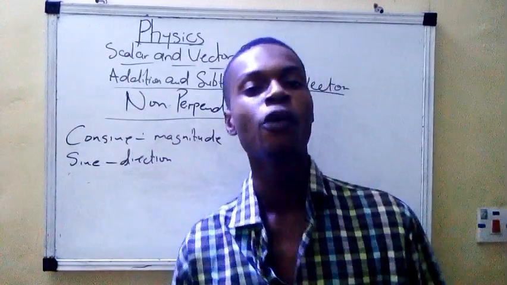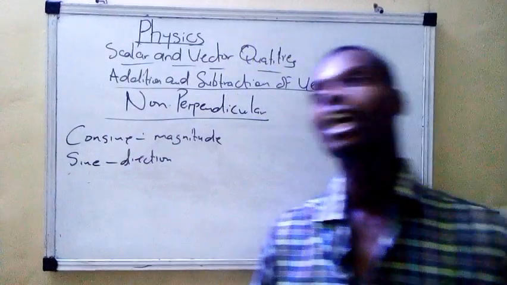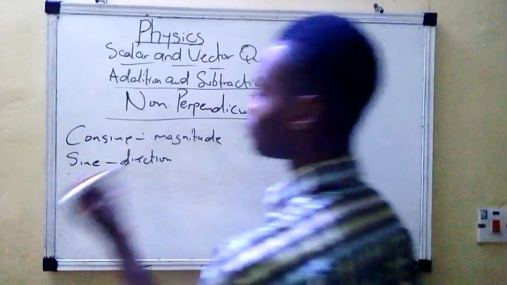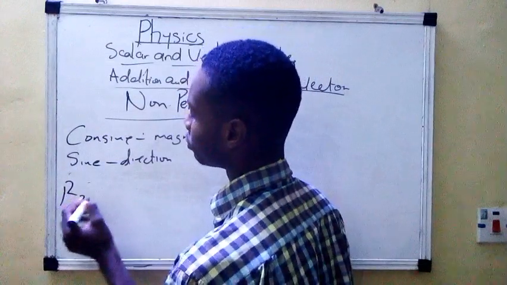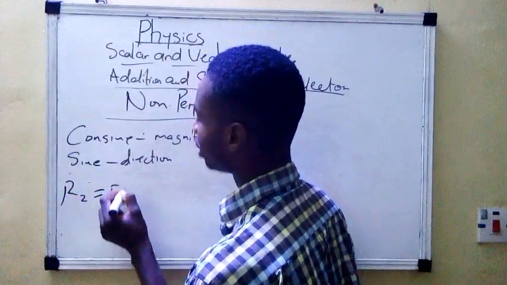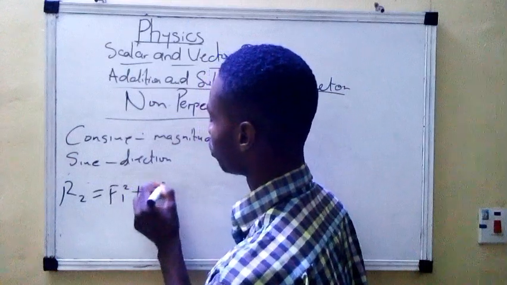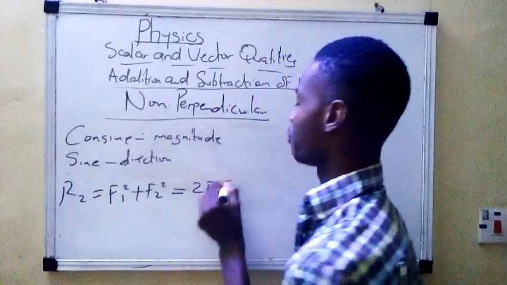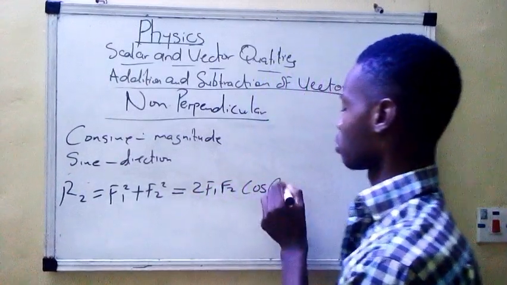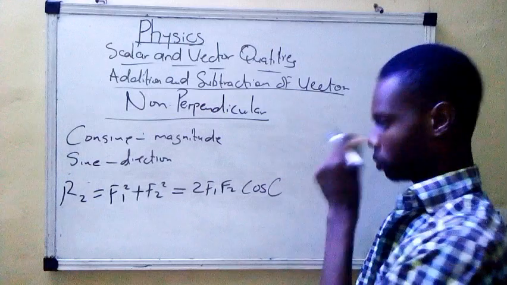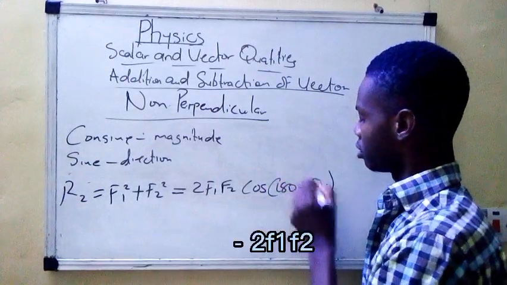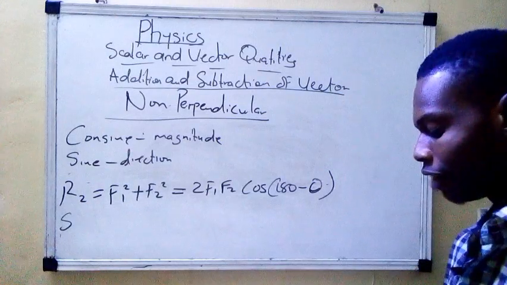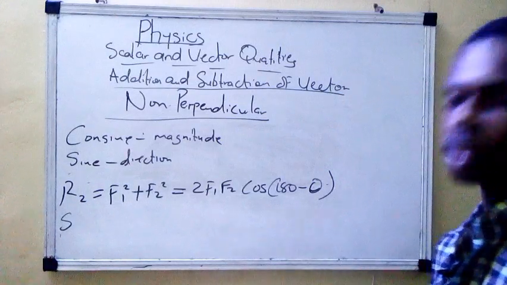Now, using cosine rule, when your angle is inclined at 45 degrees, the formula is, put this in your head, we have R square equals to F1 square plus F2 square plus 2F1F2 cos theta. Now that is for using cosine rule, where we are getting the magnitude. Now that is when it's inclined at 45 degrees.